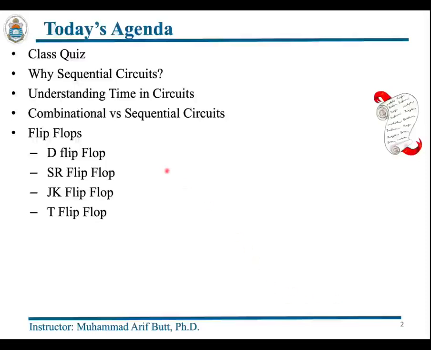We will then have a brief comparison between the combinational and the sequential circuits, and we will also discuss the main building blocks of sequential circuits called flip-flops. The four main types of flip-flops are S, D, JK, and T. But I will spend more time on the D flip-flop, as we will be using the D flip-flop only for designing the sequential circuits in this part of the course. So let's move ahead.